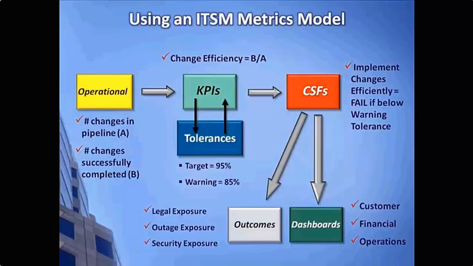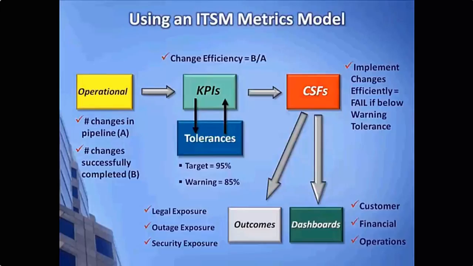We start with the operational box. The operational box is really a set of metrics that simply describe historical actions or events that have taken place. So here we have a change management example, and we're saying here's where we might identify how many changes are in our pipeline, or how many changes did we successfully complete, or how many changes did we actually make. So again, just describing things that took place, historical events, are called operational metrics, and that's what would fall in this category. We then create KPIs.